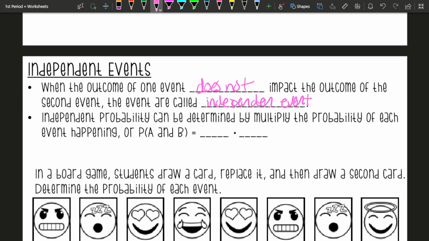And we kind of have a formula. It says the independent probability can be determined by multiplying the probability of each event happening, or P(A and B), and we can rewrite that as the probability of event A times the probability of event B. Now, most likely these are going to be fractions, part over total.